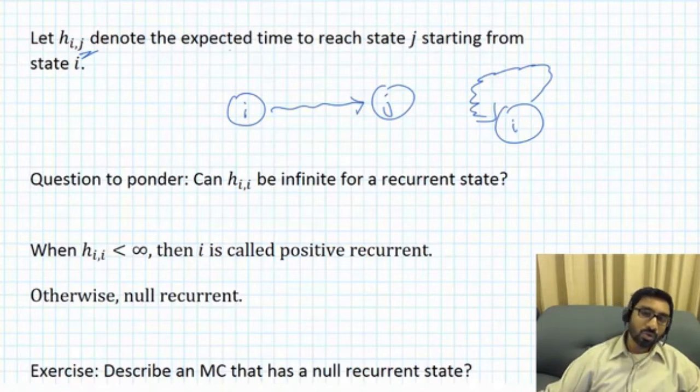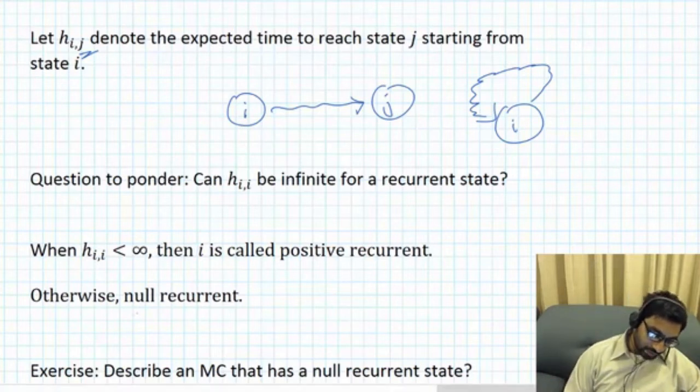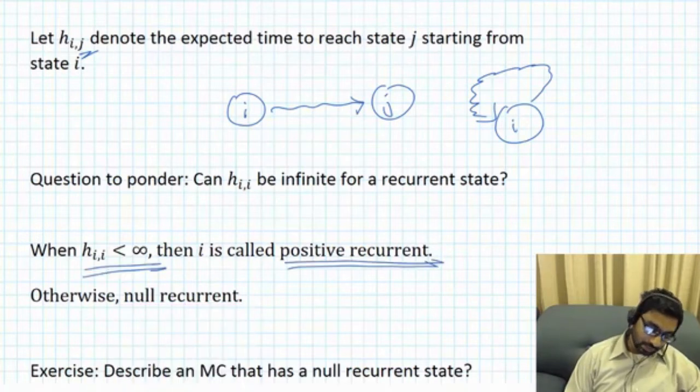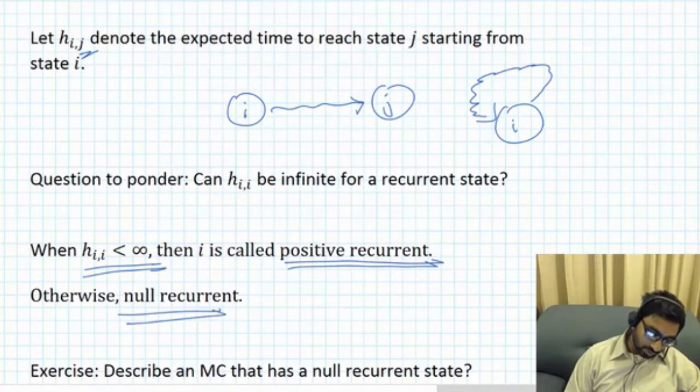Interestingly, there are also examples where a state is recurrent, but it's not positively recurrent, meaning the H_ii is actually infinite. So you may want to pause and think about when such a situation might arise. And such states are called null recurrent. So when H_ii is strictly less than infinity, then the state i is called positive recurrent.